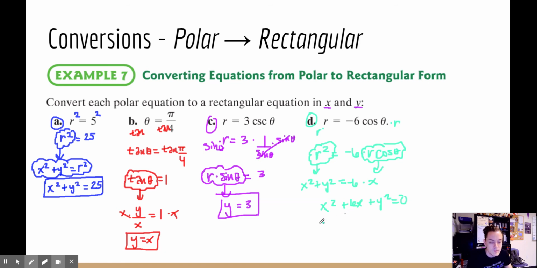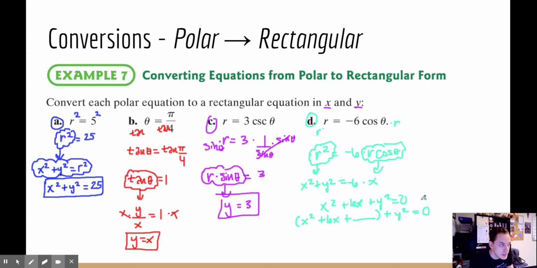Okay. So how do I do this? Well, if you remember, to complete the square, all you have to do is just say x squared plus 6x plus blank, whatever that blank is. I'm going to show you how to get that blank. And then this is going to be plus y squared equals 0.